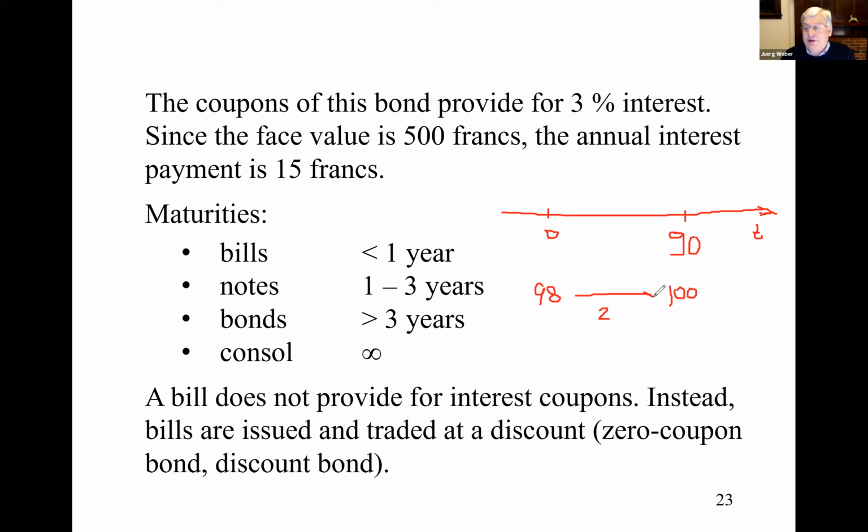So $2 of interest earned here, which, if you express it in percent, is a bit more than 2%. It's 2.04%. That's because the investment is only 98. You get $2 on 98. So if you calculate it, the interest payment really will be 2.04% for those 90 days. And then to be able to compare this interest payment with other investments, you should convert this into an annual rate, so multiply by 4. So in annual terms, the interest rate is about 8.16%.